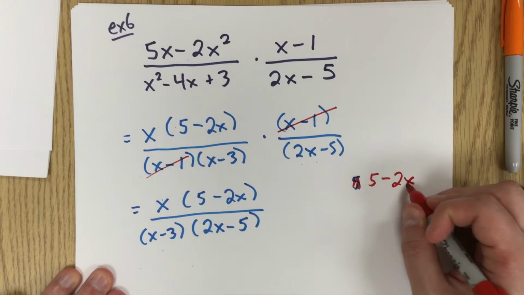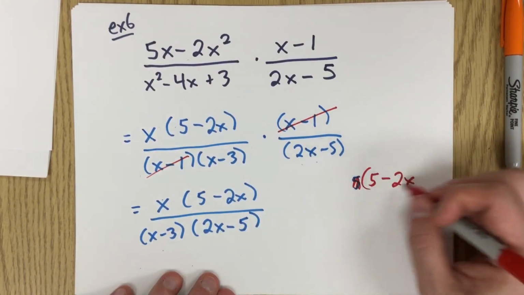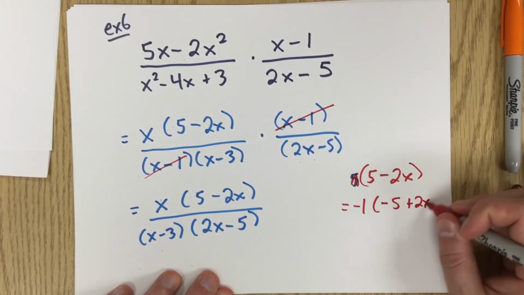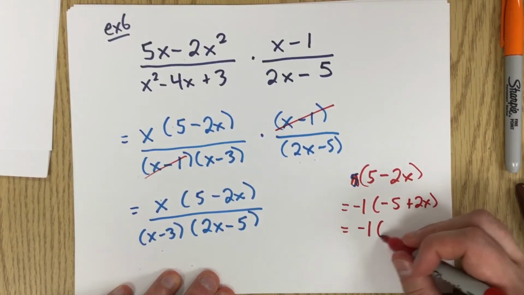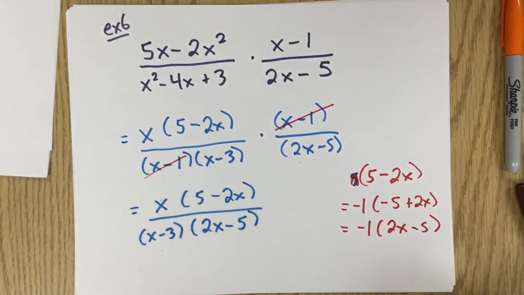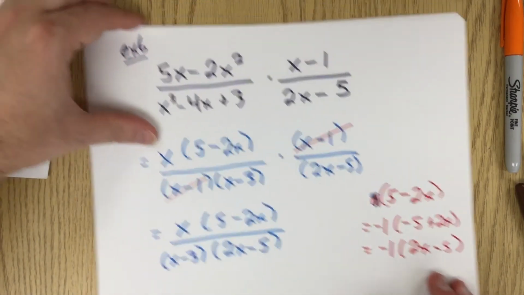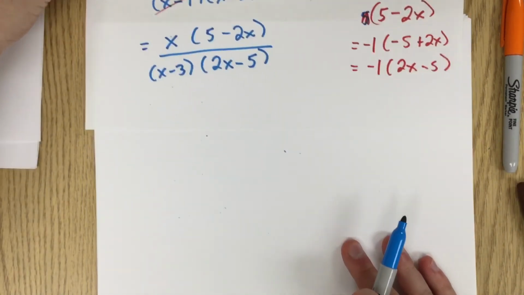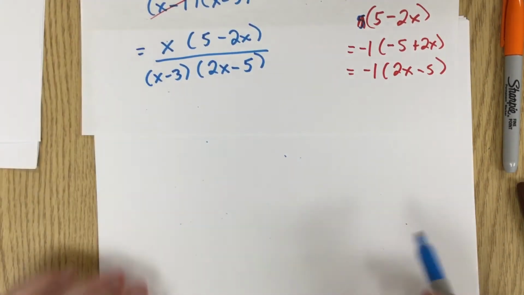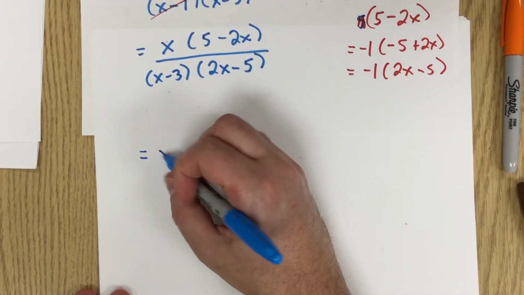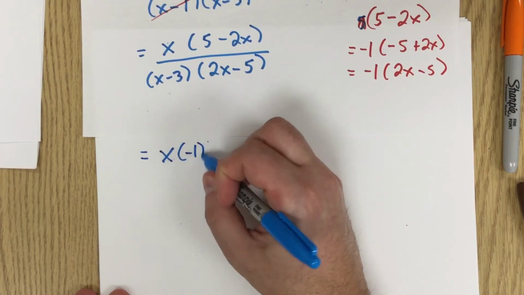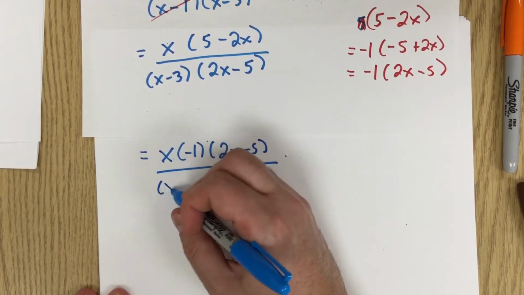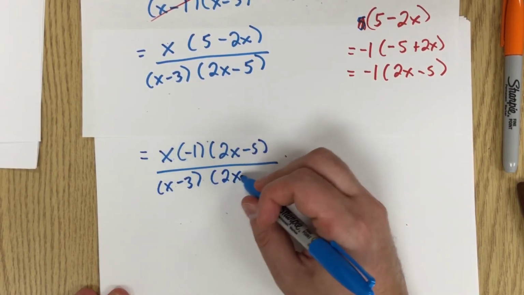So 5 minus 2x. And what I'm going to do is factor out -1. So 5 minus 2x is minus 1 times -5 plus 2x, which is the same as minus 1 times 2x minus 5, which now looks like this, of course. So what does that mean? What that means is I could write this as x times minus 1 times 2x minus 5 over x minus 3 times 2x minus 5.